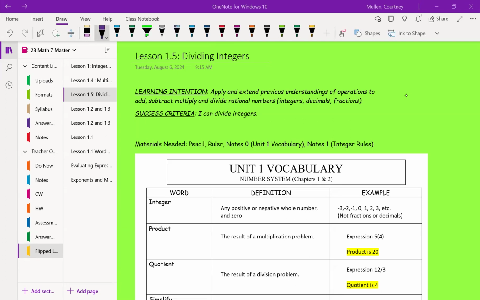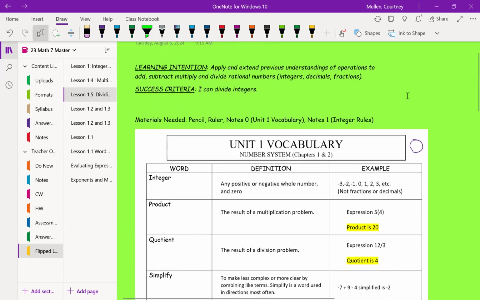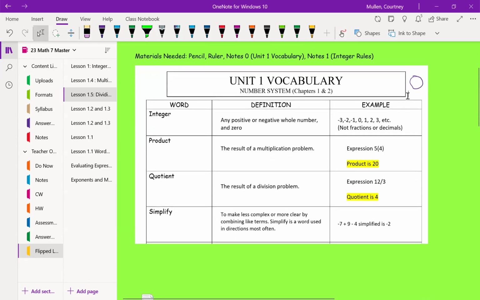First, let's talk about a little bit of vocabulary. On your note 0, we've already discussed the definition and examples for integer and product. Today, we're going to focus on two other words. The first one is quotient. The quotient is the result of a division problem. So if the expression is 12 divided by 3, the quotient or answer to the division problem is 4. Pause the video and write down the definition and example of quotient.